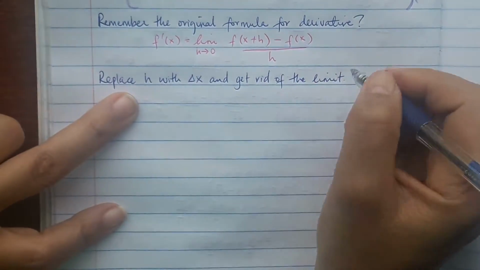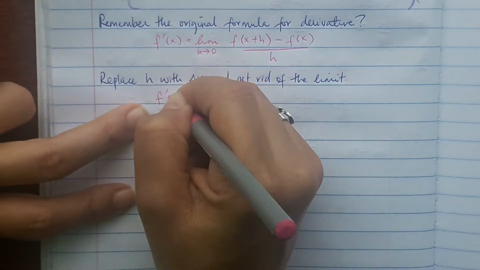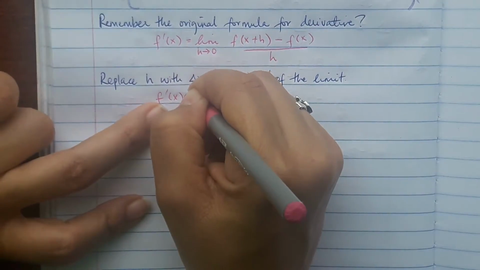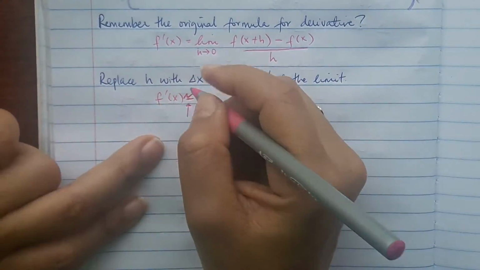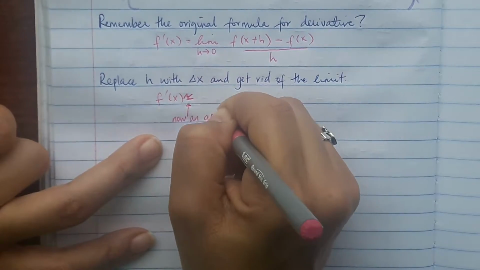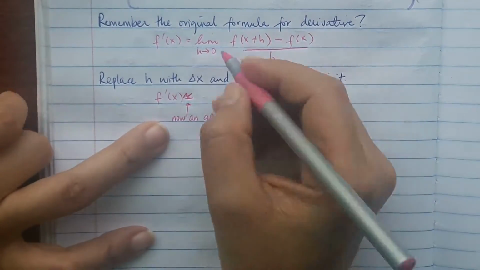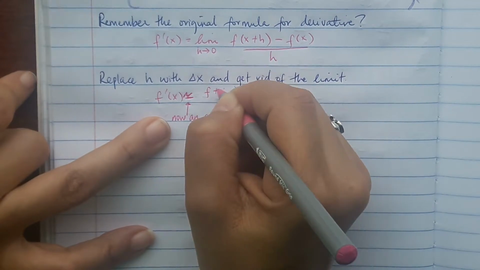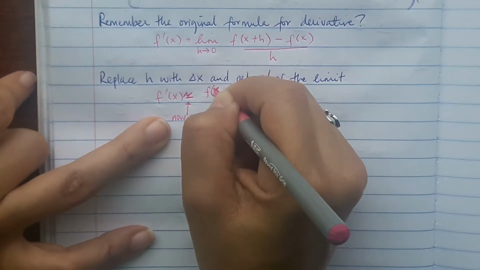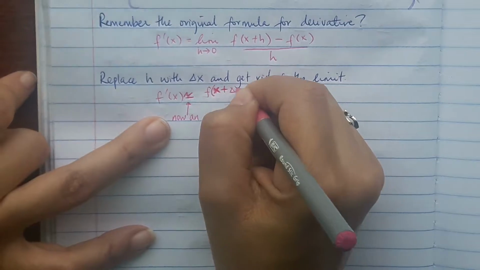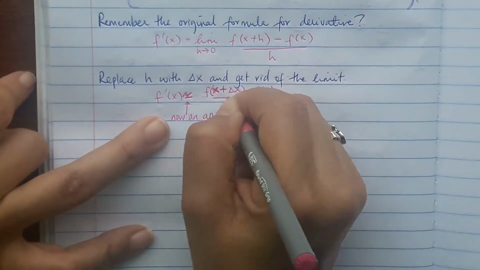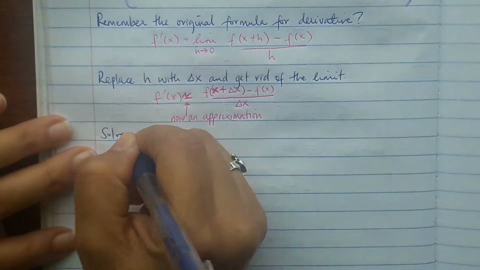The listening check, color in this sentence. So we're going to get the derivative of f of x is approximately, and you do that by that little curve on the top of the equal sign, f of x plus, now instead of h you're going to put change in x, minus f of x all over, and instead of h you're going to put change of x again.